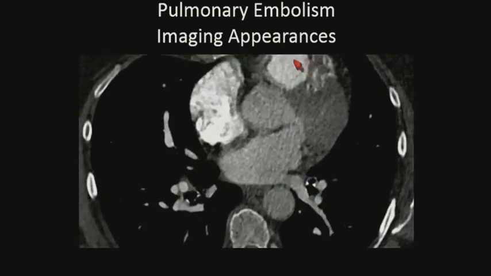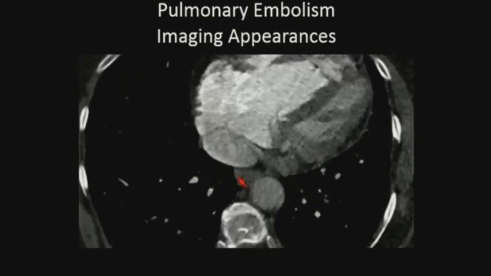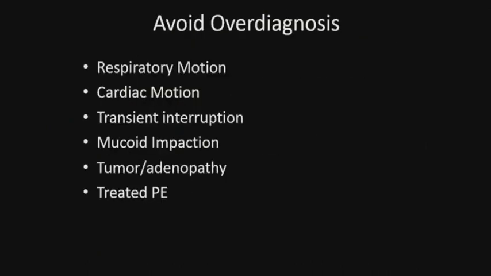Additional indirect signs include a dilated pulmonary artery, tortuous vessels, enlargement of the right atrium and right ventricle, straightening of the interventricular septum, and occasionally lymphadenopathy, as seen in this case.